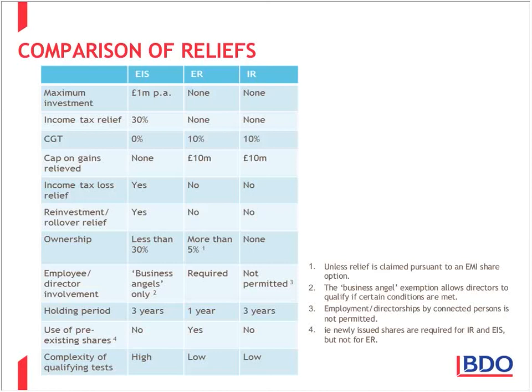And also you should note that for EIS and IR, you have to have subscriber shares, new shares, whereas ER can be second-hand shares bought from someone else. But of course, with EIS and CDIS, the level of complexity and the rules are much higher than the other two reliefs.